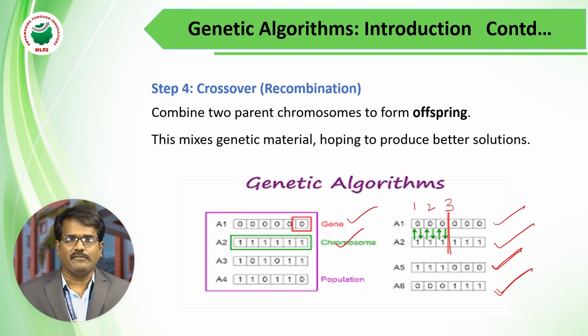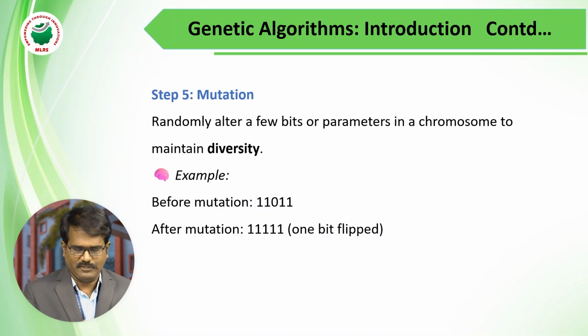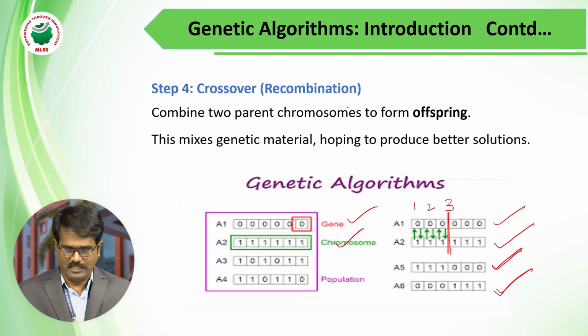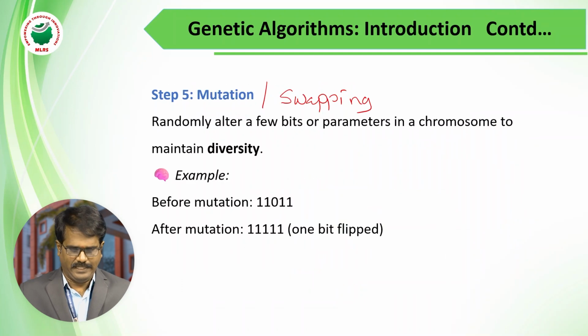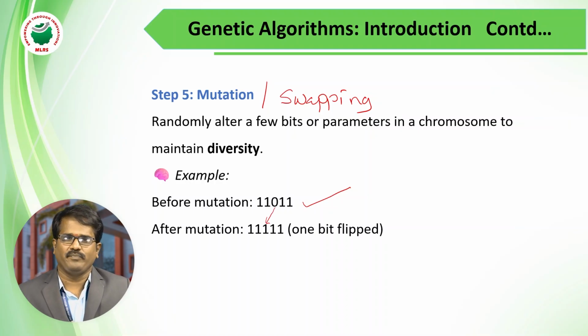Now, this is step 4, crossover. Next, the fifth one is mutation. Mutation is nothing but swapping. We can call it swapping, or we can call it exchange. After performing the crossover, whatever result we got, we can exchange any one of the bits in that chromosome. Here, I am taking one small example. Before mutation, the chromosome is like this, 11011. After mutation, I am interchanging the value of one bit only. So, interchange or exchange or swap. That operation is known as mutation. To get variety in the inputs, we are doing this mutation.